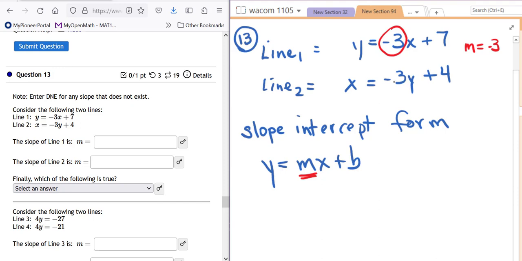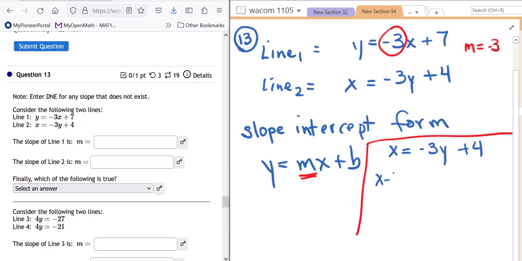So you can either move the y, move the x, or you can just start isolating the y on this side. Let's bring it down so we have a little bit more room. So it's going to be just some algebra. So we have x equals -3y plus 4, right? But we want to isolate y. So I'm going to move the 4 over. So I have to subtract 4 to move it. So I have x minus 4 equals -3 times y. And then we have to divide by -3.